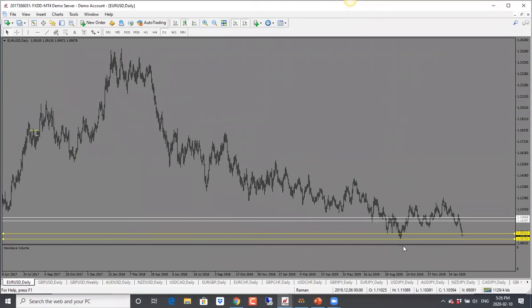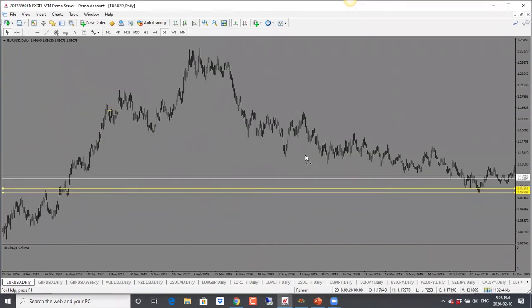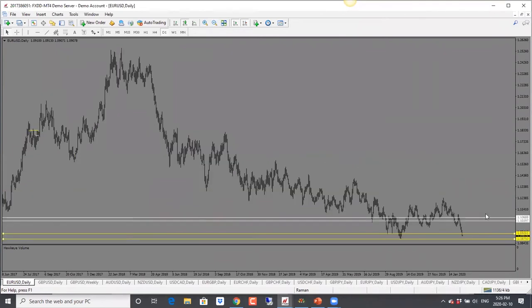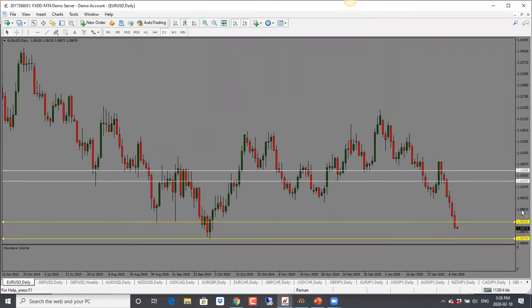As we can see, price has not been at this level since August of 2019, but prior to that, it was in 2017. So we are into some multi-year levels here. So keep that in mind. Bias is bearish. 1.0880 is the target here.